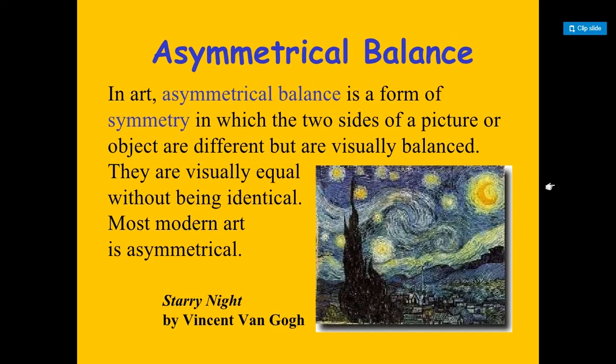In art, there's also lots of asymmetrical balance. It's a form of symmetry in art specifically where the two sides of a picture or object are different, but they're visually balanced. They're visually equal without being identical, and most modern art does have asymmetry. Look at this example of the painting Starry Night by Vincent van Gogh. Do you notice how the large, heavy shape of the outline of the tree in the lower left-hand corner is visually balanced by the weight of the yellow moon glowing in the upper right-hand corner?